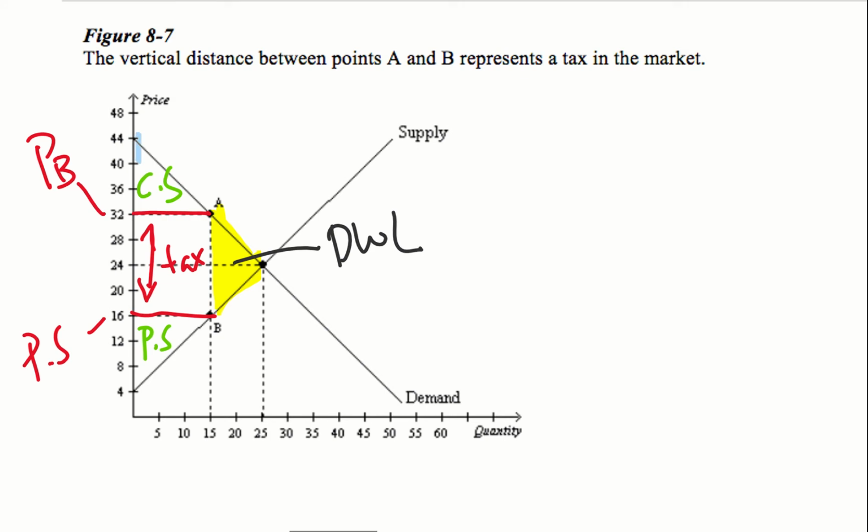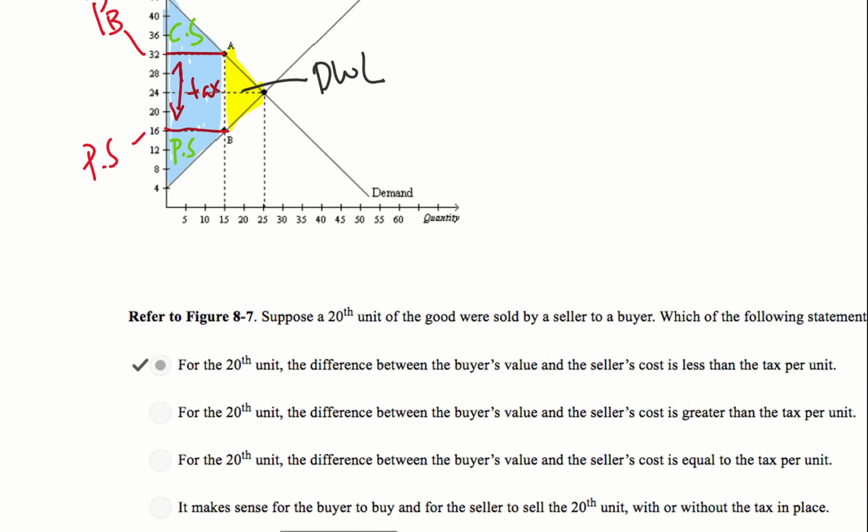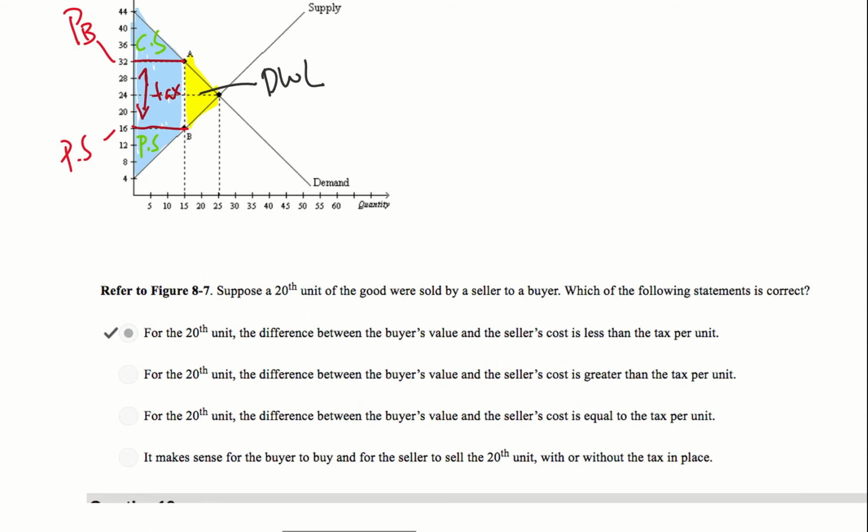And then your total surplus, let me use a different color. Your total surplus will be consumer surplus plus your tax revenue plus producer surplus. So this area here in blue, that is our total surplus. All right, so let's see what the question is asking for. So suppose the 20th unit sold by a seller to a buyer, which of the following statements is correct.